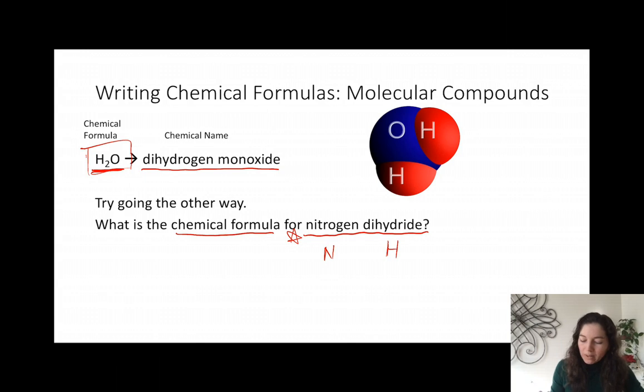Now we want to look at our prefixes, which are going to indicate how many of these things we have. Because there's no prefix here, this must mean mono, meaning there's only one of these. The prefix here is di, which means two. So we've got two of these. So our chemical formula for nitrogen dihydride should be NH2.